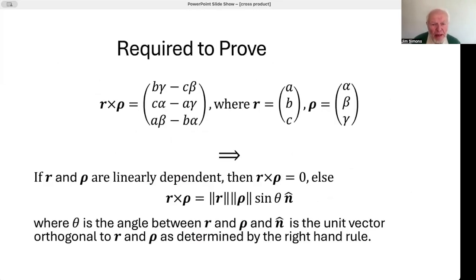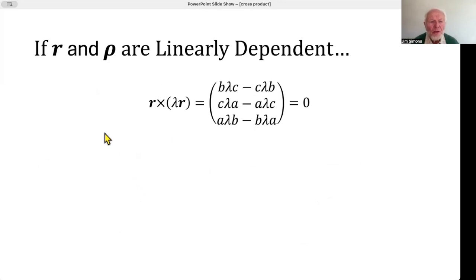So what we're left with then is to prove that if we make the definition this way, then this geometric view is a theorem. Right, so let's start with the linearly dependent case. If r and rho are linearly dependent, then one of them is a multiple of the other. So let's assume it's that one, in which case, well, there you go.